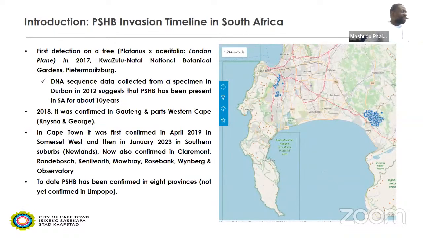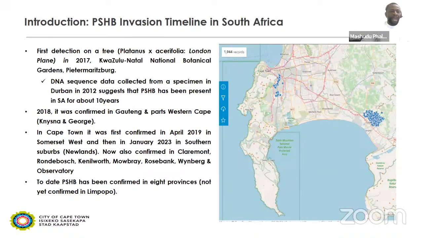And then PSHB was first detected in a tree in 2017 in KwaZulu-Natal National Botanical Garden in Pietermaritzburg. However, the DNA sequencing data that was collected from a specimen in 2012 from Durban suggest that PSHB has been present in South Africa for at least 10 years, if not more. So when it was picked in the National Botanical Garden in Pietermaritzburg, it was 5 years later since it's been in the country.